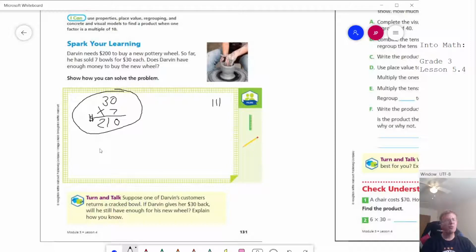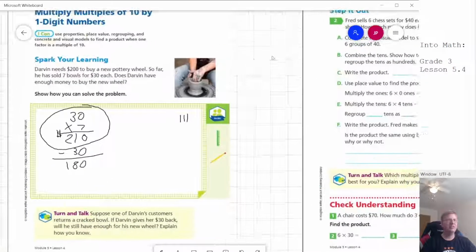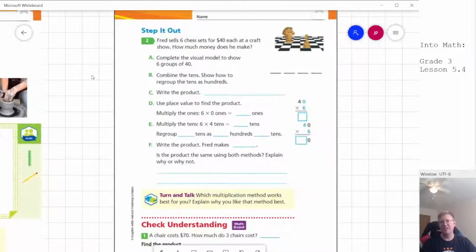So for our turn and talk real quick, if we had to give back $30 because one of the bowls cracked, would we still have enough money? Think about that for a second. If we took away $30, we would end up with 180. And so no, we would not have enough money after that for a new pottery wheel that we were talking about in the problem.